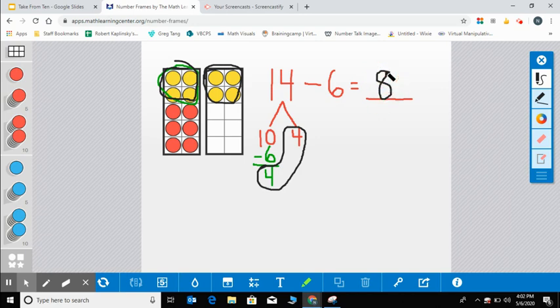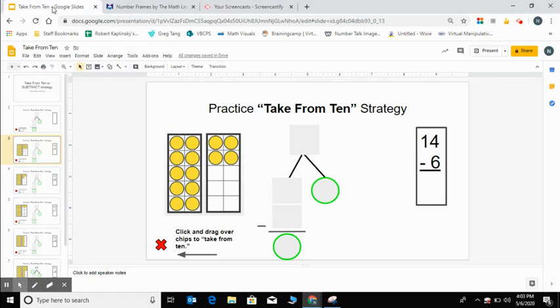So now let me take you over to the practice so you can see how it's a lot alike but a tiny bit different from what we just did. All right, so on these slides, you can't flip your counters over. So what we're going to be doing instead is we're going to be using this X tool to show the ones that we're taking away.